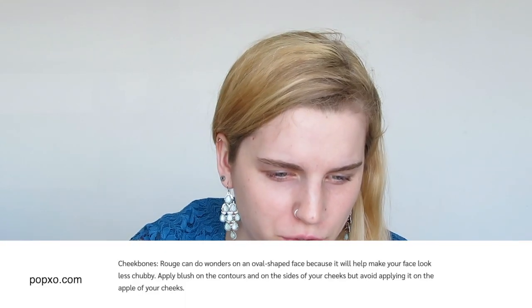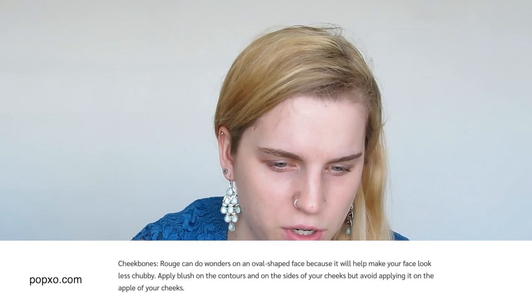Apply blush on the contours and on the sides of your cheeks, but avoid applying it on the apple of your cheeks. I always felt that if I put blush on the apples of my cheeks, it kind of made my face look a bit weird, but if I put it on the sides of my face, I thought it looked better. Never highlight your lips if you have an oval face.